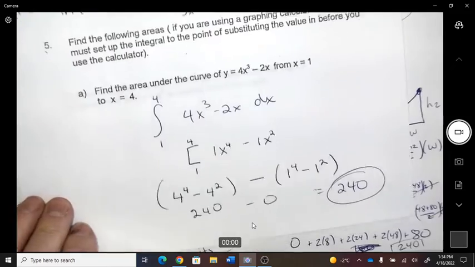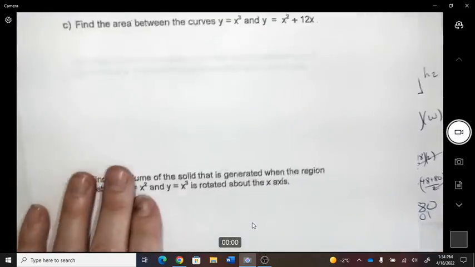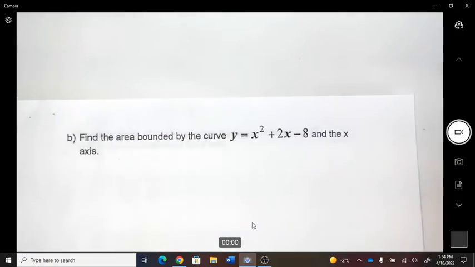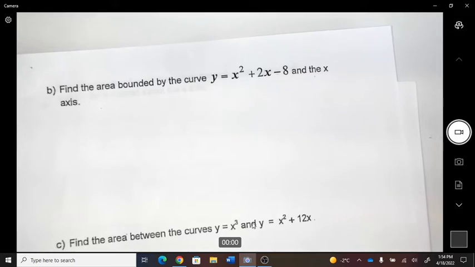We're good? That one, 240. Okay, next. Find the area between that curve and the x-axis.